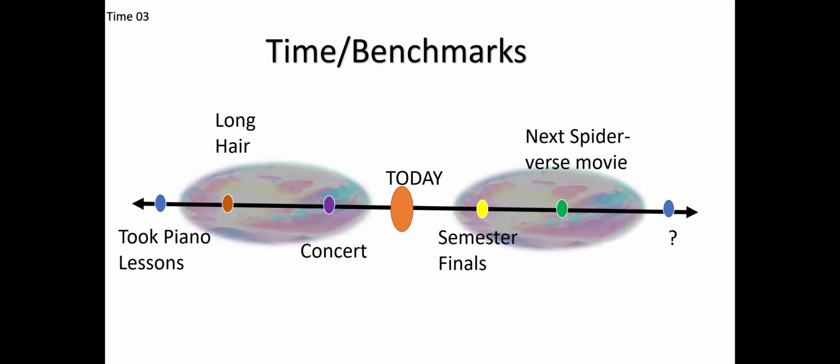So what I've learned how to do is use benchmarks. When did I have long hair? When did I go through the heavy metal spandex phase? When did I do my last concert? When did I take piano? In the future, okay, when do I expect these semester finals to happen? Well, they're going to happen on XYZ date. The next Spider-Verse movie makes me very upset because they've moved it several times. So I'll have these benchmarks that I use to try to place things in order since I can't do it by date.